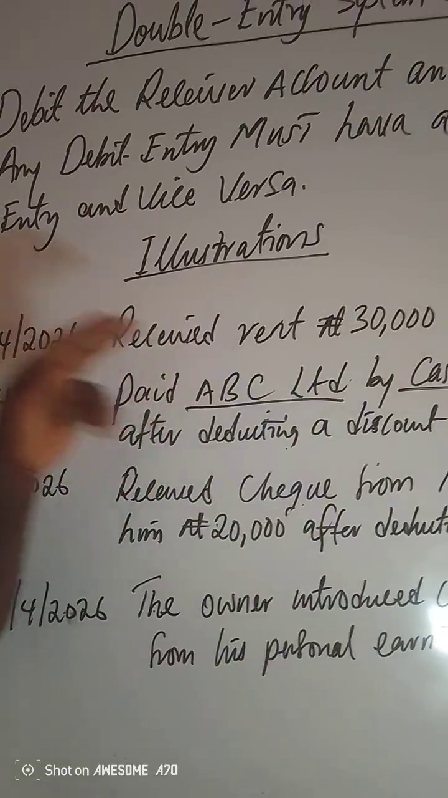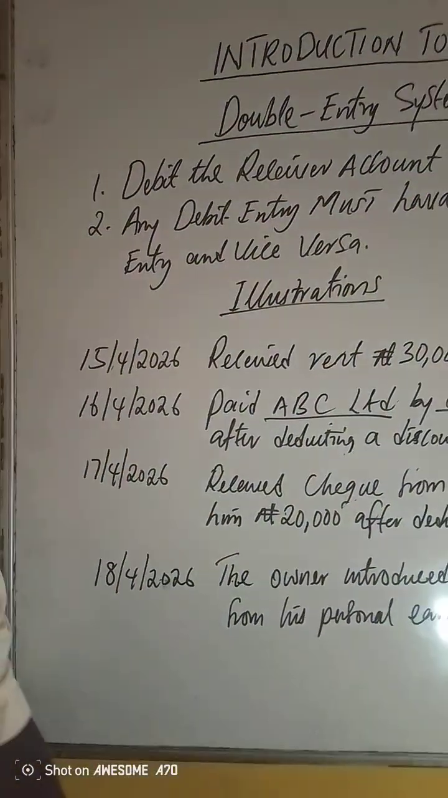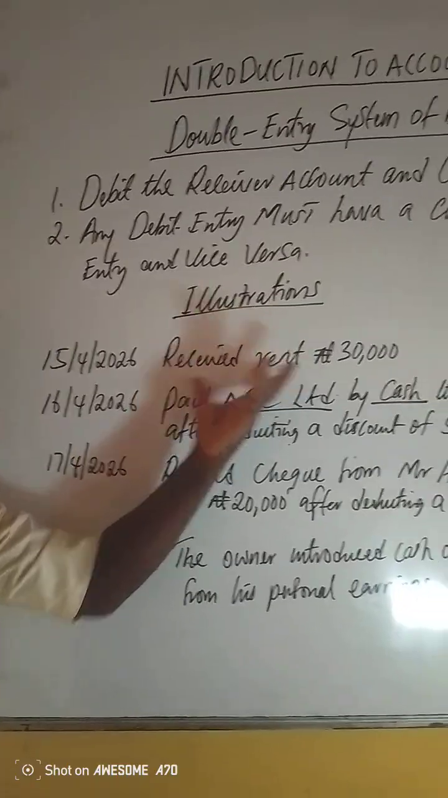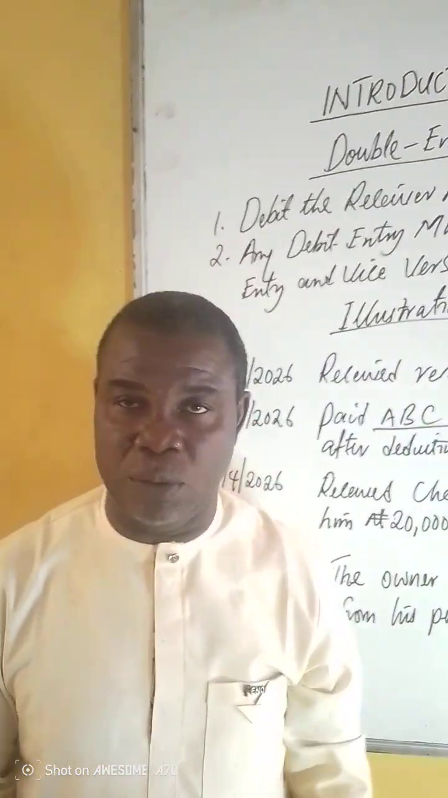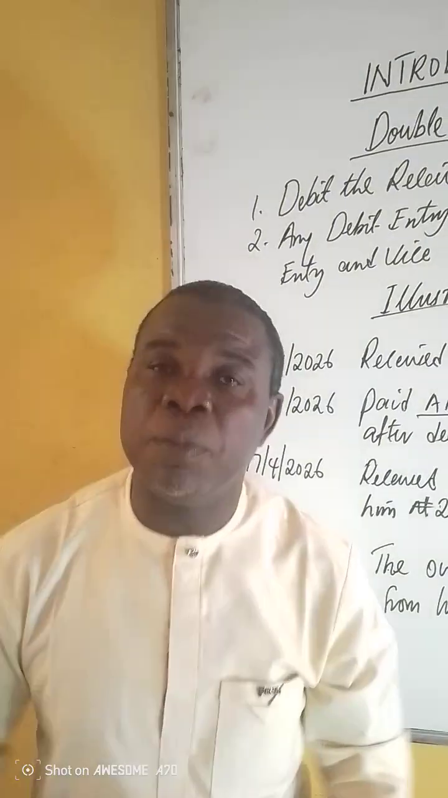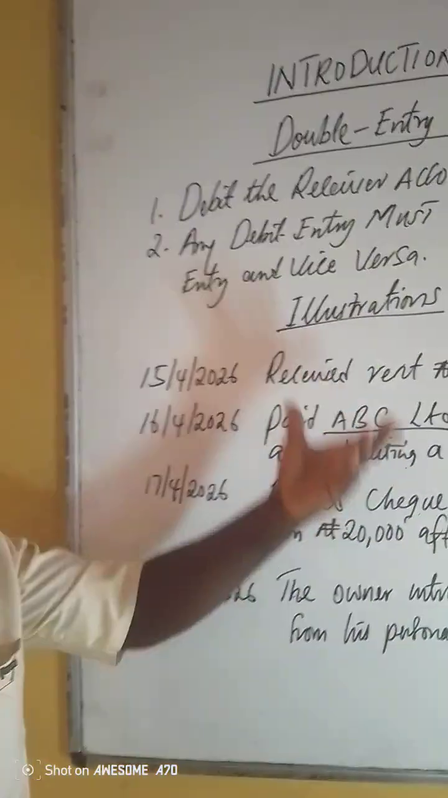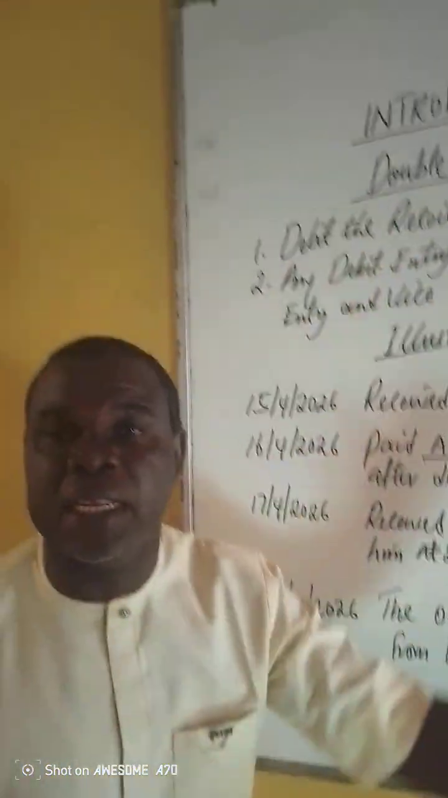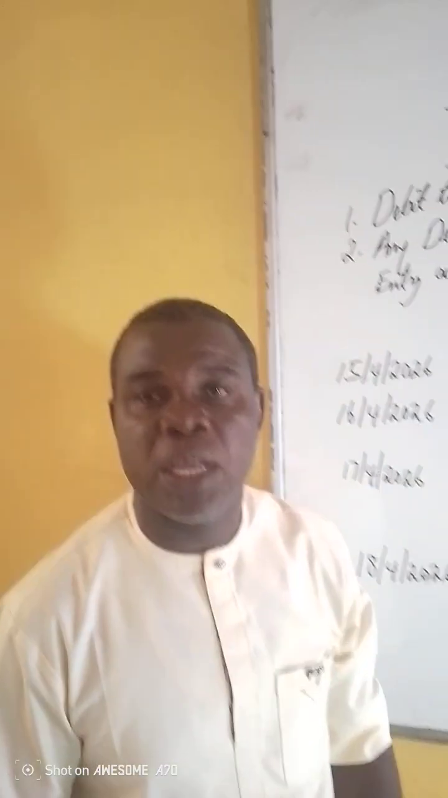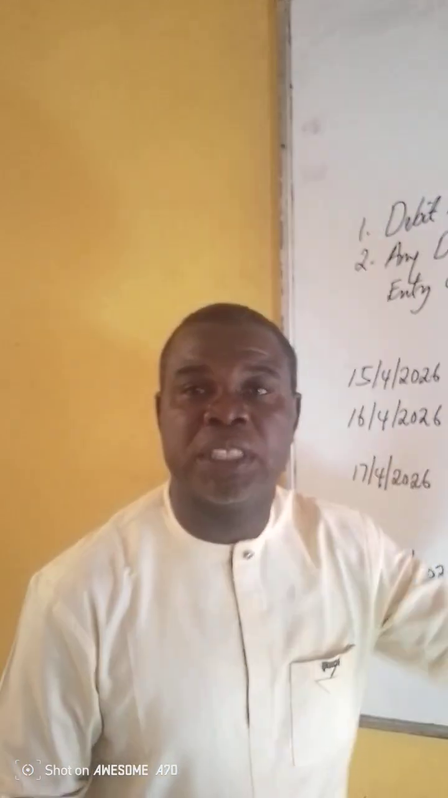In any transaction, there must be a receiver account and there must be a giver account. So in this transaction, rent received becomes the giver account, while cash becomes the receiver account. But how? Here we are saying that the business is receiving rent. The rent becomes the giver account because rent is giving the business money and the business is receiving cash from the rent that was given out.